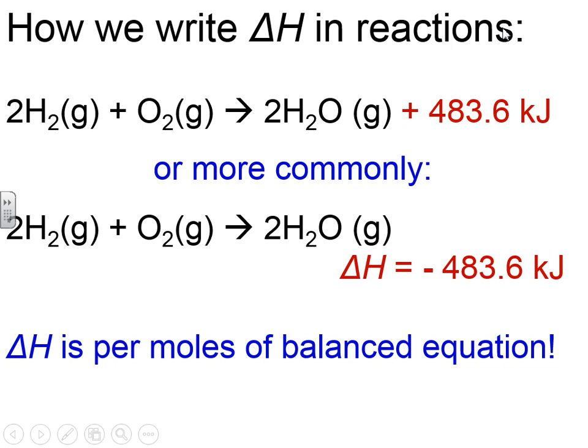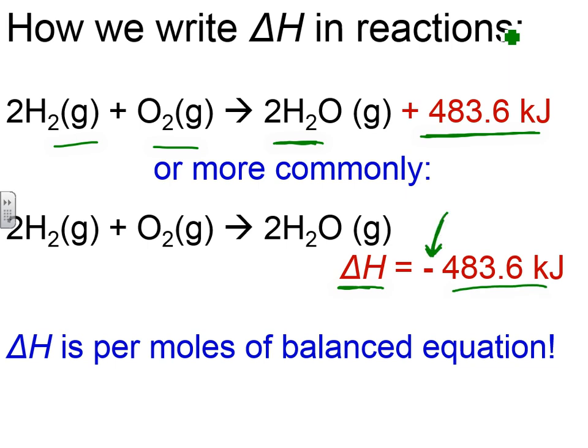Here's how we write this heat change in a chemical reaction. You have your standard chemical reaction, in this case hydrogen plus oxygen to give you water. If it is releasing heat, you can put heat as a second product. You can say plus it's forming 2 moles of water, plus it's forming 483.6 kilojoules of heat. But more commonly, at the end of a reaction we'll write delta H equals that much heat. And you notice here the negative. This negative shows you that it is released.